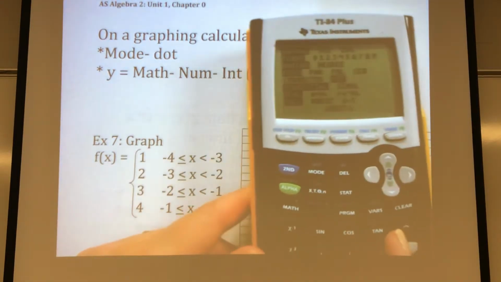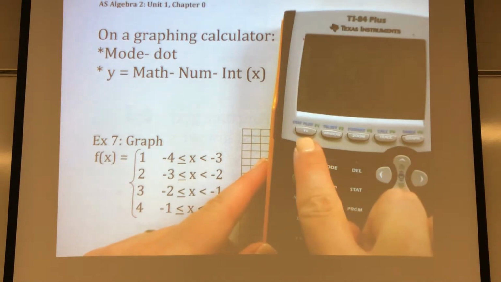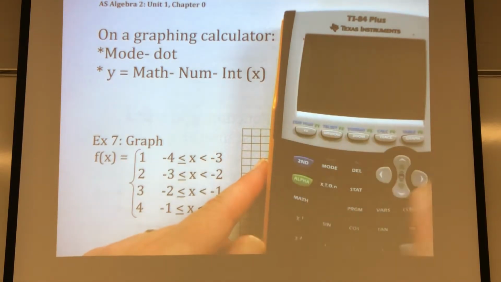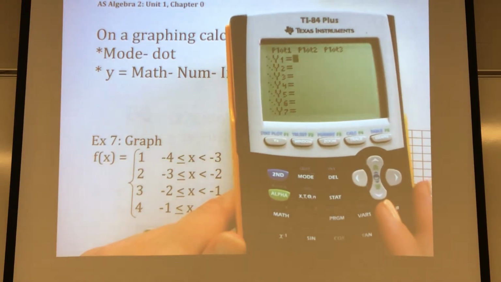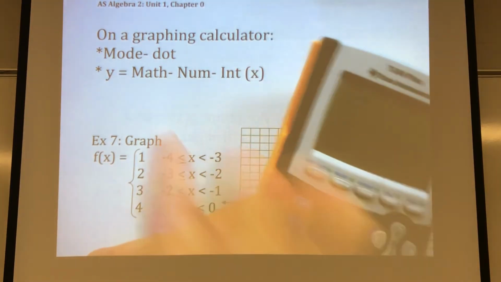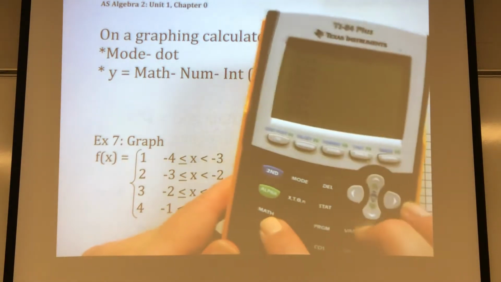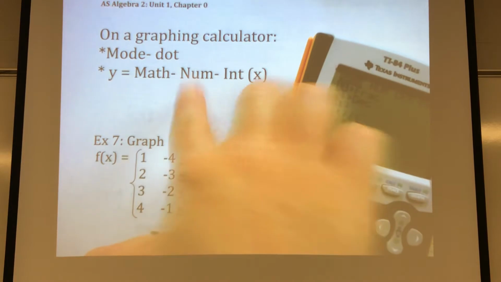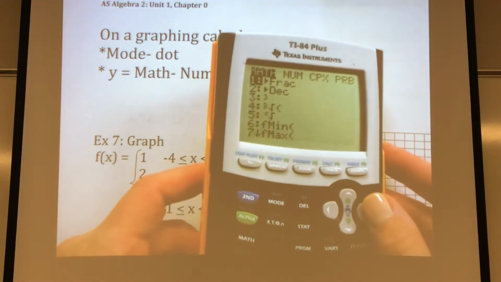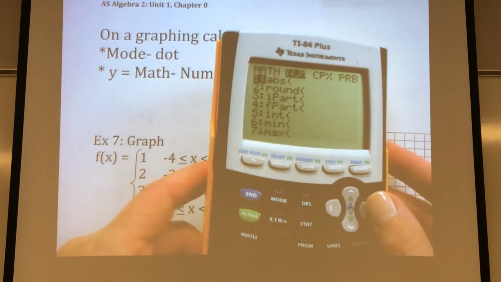Okay, then we're going to hit y equals. And so your y equals screen should look like this. Then we're going to go to math. Math is right below your alpha key. Then it says to do number. So at the top, arrow over to where it says number.